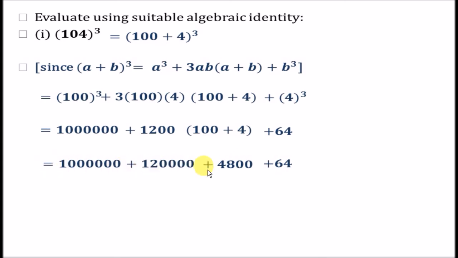Now we simply need to add everything. The addition can be done vertically like this as well. So the final answer will be 1124864, or 11,24,864. So the question is done. Next we have 998³.